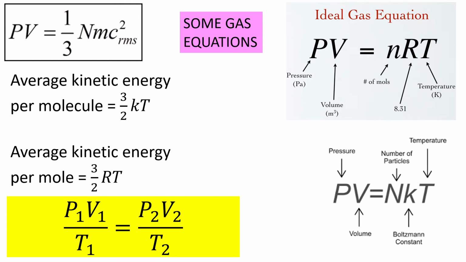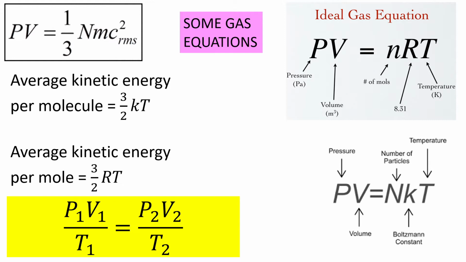Here are some gas equations. PV equals a third capital N m root mean square speed squared. The average kinetic energy per molecule is 3/2 kT. k is Boltzmann's constant. T is temperature measured in Kelvin. Average kinetic energy per mole is 3/2 RT.